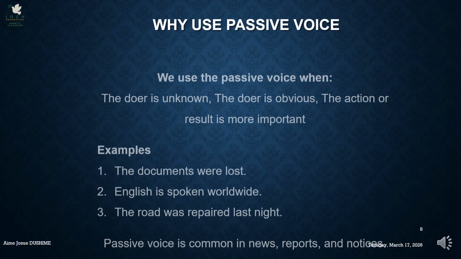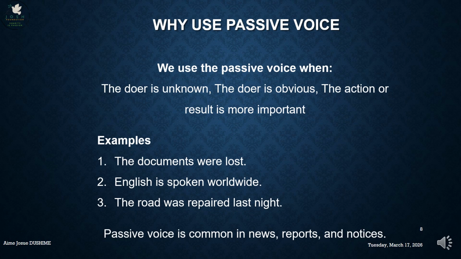And why do we use passive voice? We use passive voice when the doer is unknown, the doer is obvious, and the action or result is more important than the person doing that action. When the doer is unknown, we don't know the person who is doing the action. When the doer is obvious, everyone can tell that this is the person who did the thing. When the action or result is more important, in that case, we use the passive voice.